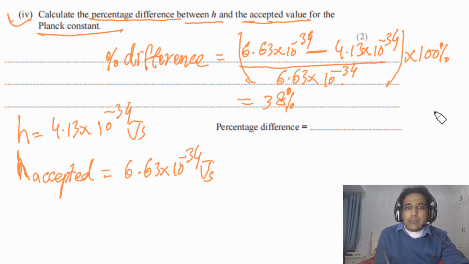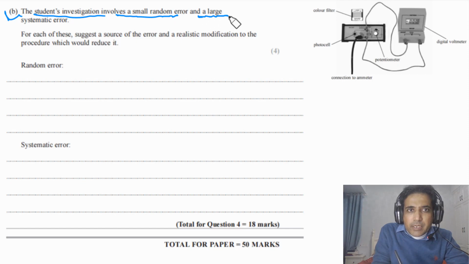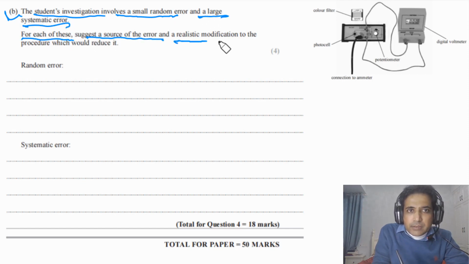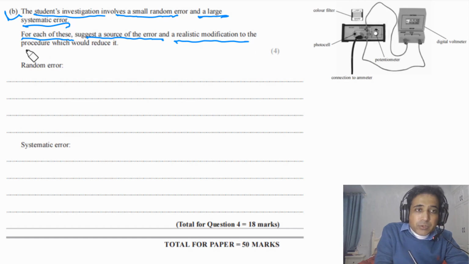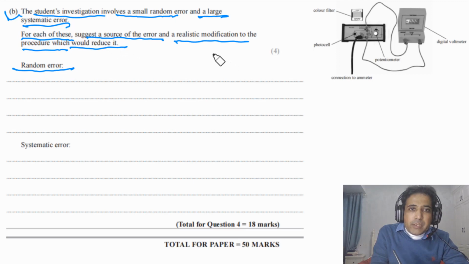This is the answer. Part B says the student's investigation involves a small random error and a large systematic error. For each of these, suggest a source of the error and a realistic modification to the procedure which would reduce it. First of all, for the random error. In this case, we need to determine the stopping PD. If you read question part A, it is given to you in detail.